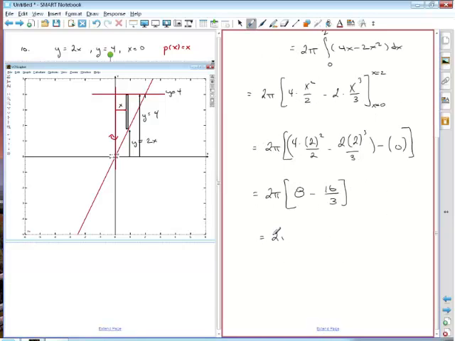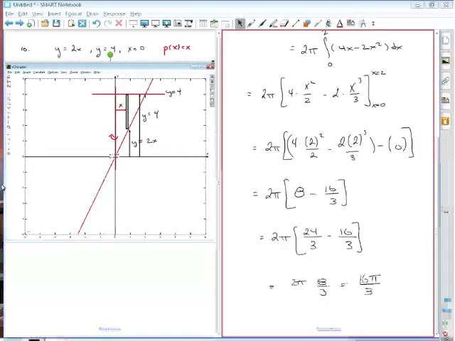So we find the common denominator of 3. We multiply 8 by 3 to get 24. So then we have 24 minus 16, which is 8. And finally, we'll multiply out. So we have 16 pi over 3. I've checked the answer manual, and that is correct. So that's the correct answer.